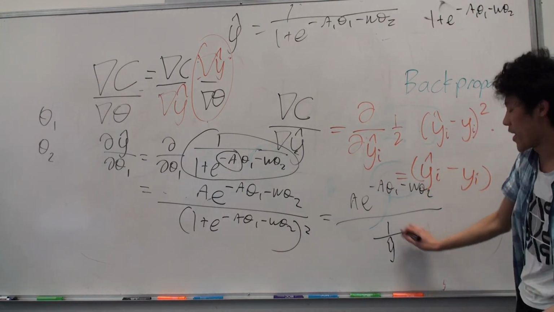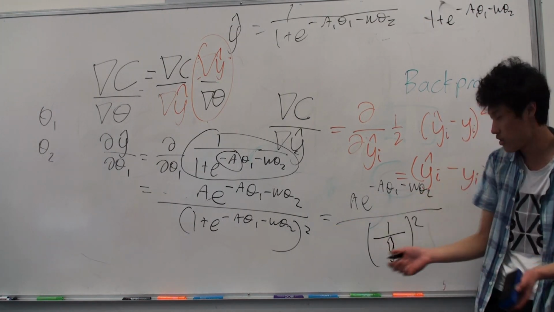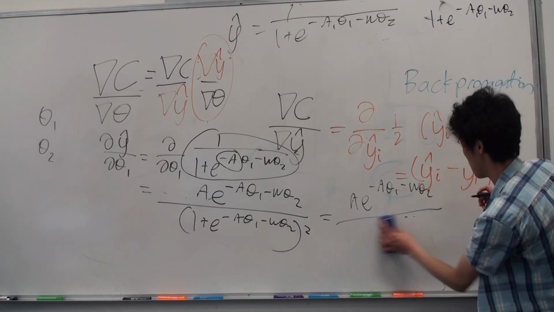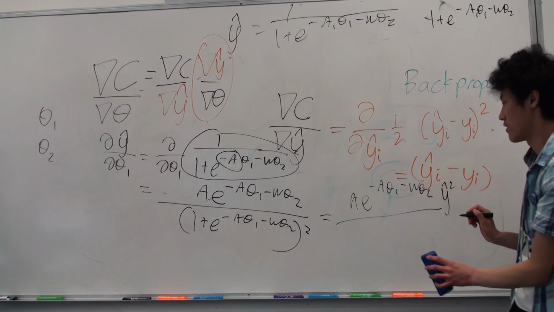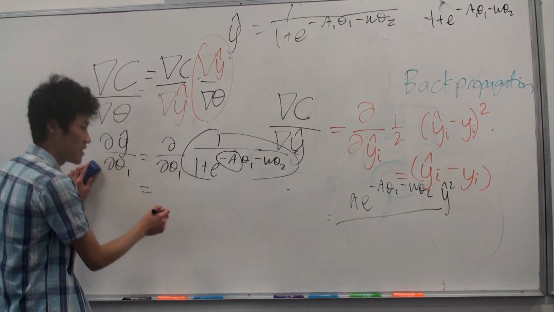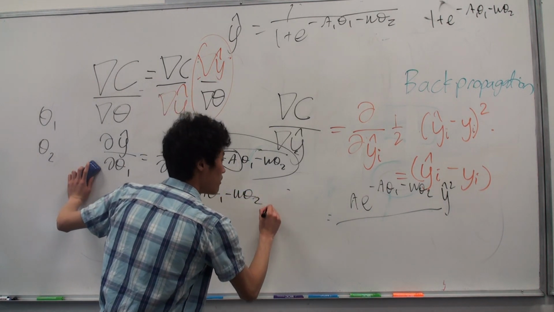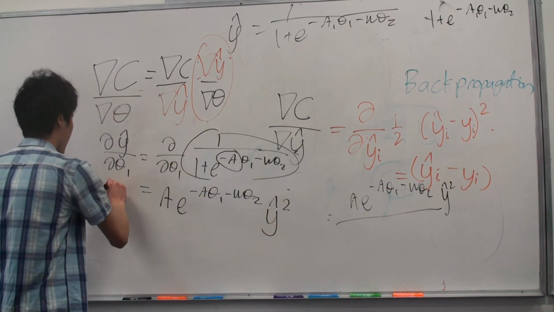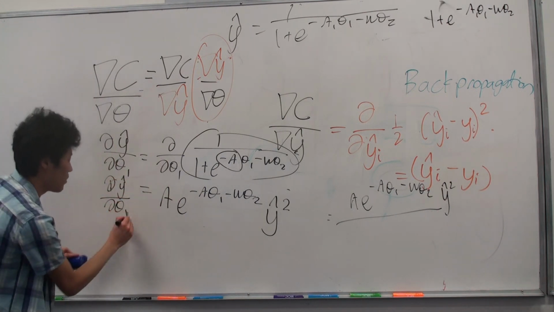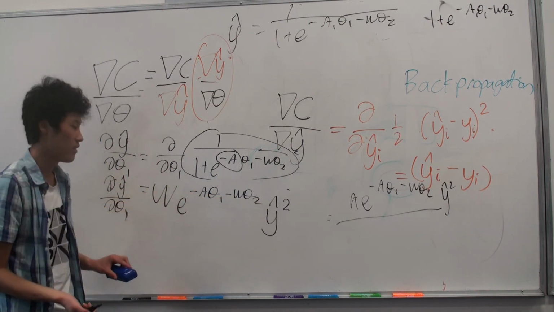So we do 1 over it. But remember, there's a square there, so we have to square everything. And remember, if it's 1 over something, we can change this and put it over here. So what we have found is that this is equal to a e minus a, times this. And that's what we have found. And remember, the second one is going to be exactly the same, just this will be changed to w. Okay?